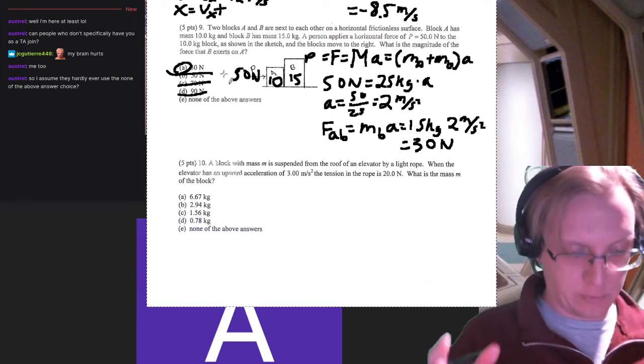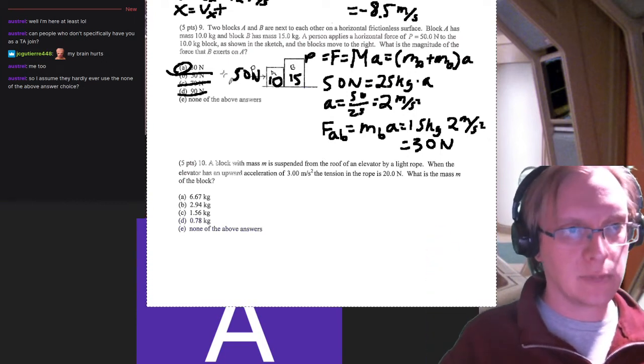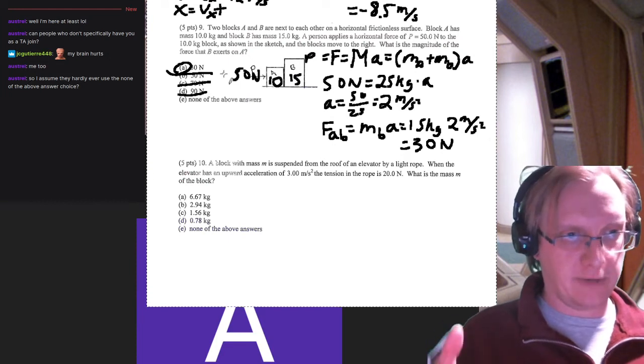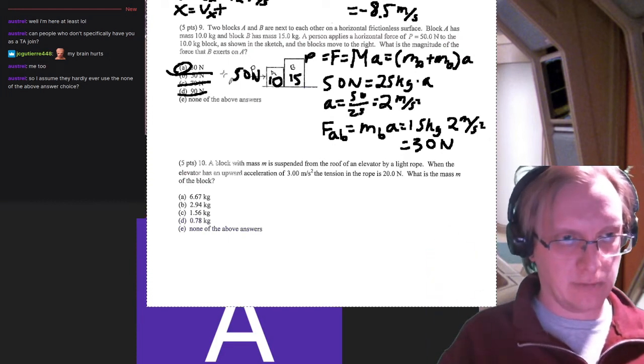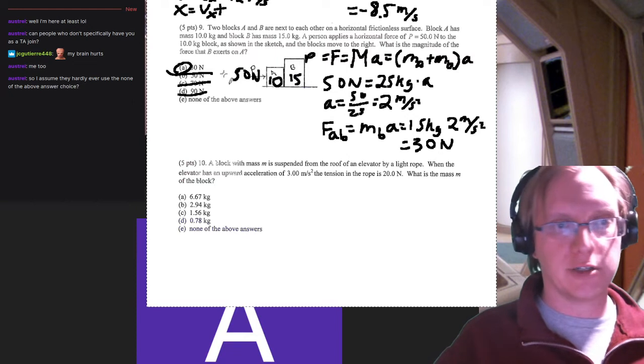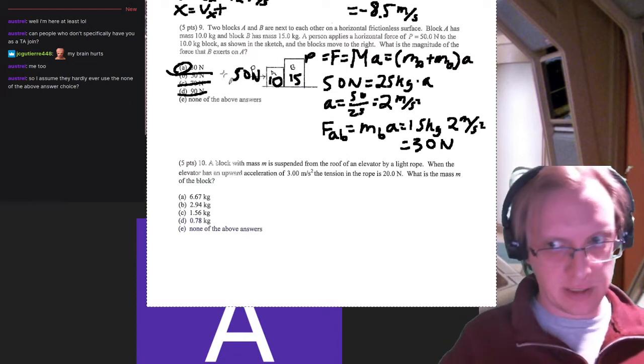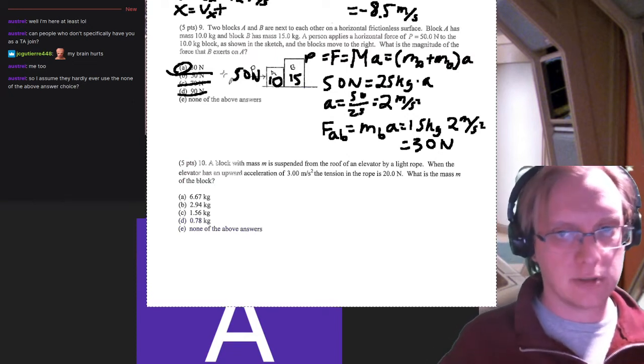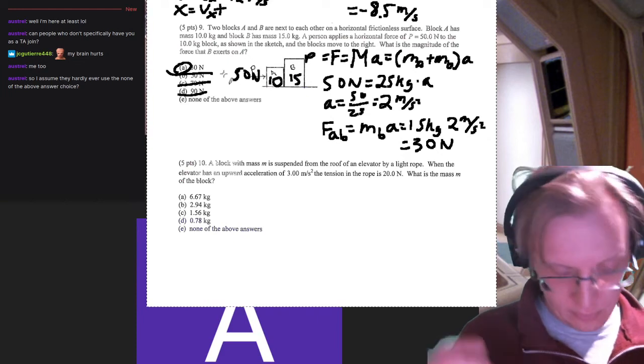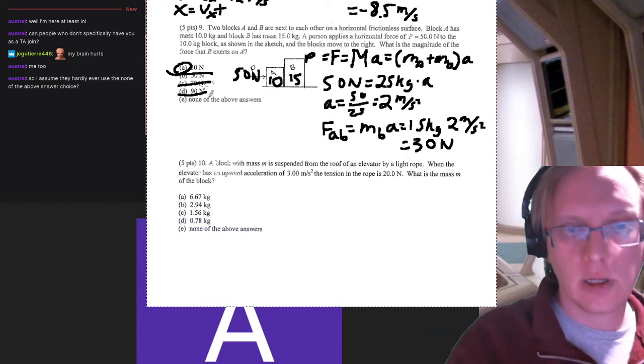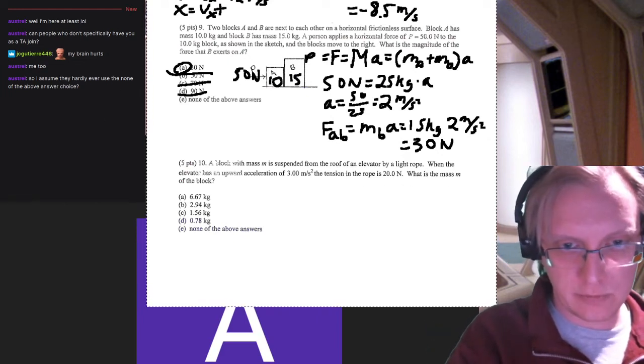I want to know the acceleration of the whole system. Therefore, this part of the system has to also have that acceleration, and therefore the thing applying that acceleration must provide that force. That's one way to do it. There is another way to do it. It requires more space.